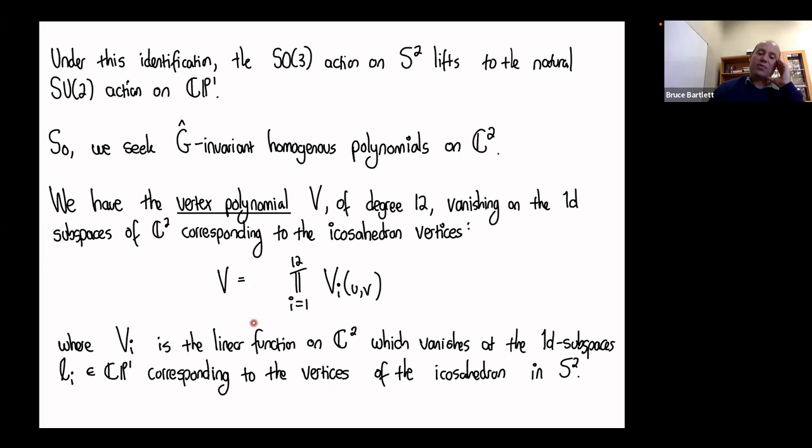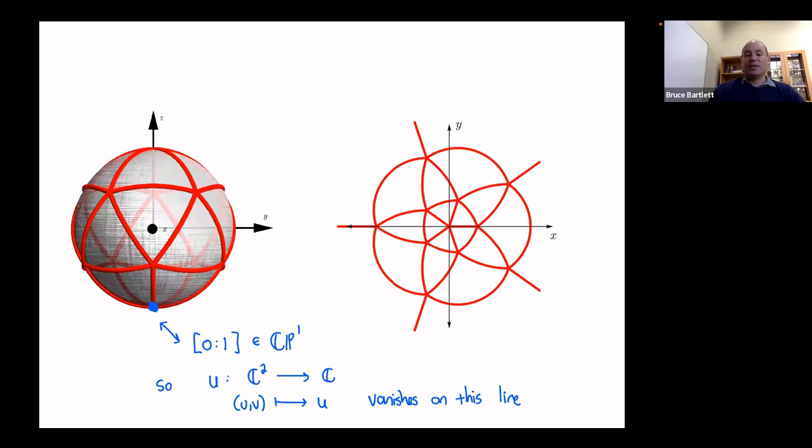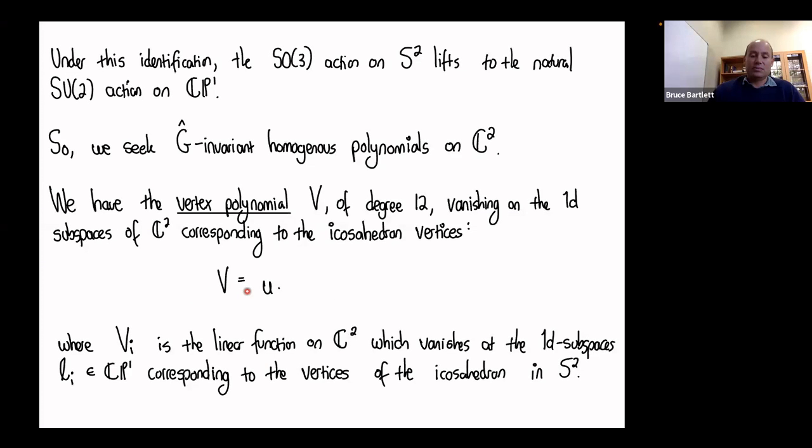And that linear form is the guy which vanishes on that vertex. Okay, so just to make this clear. Example, here's a vertex here, the south pole of the icosahedron. It corresponds to this point in projective space. Such a point in projective space is a complex line in C2. So I'm looking for a function on C2 which vanishes on this complex line, and it would exactly be this function here. So that would be my first factor, U.